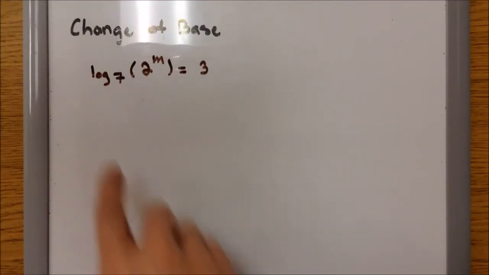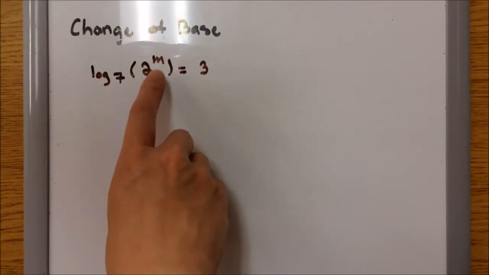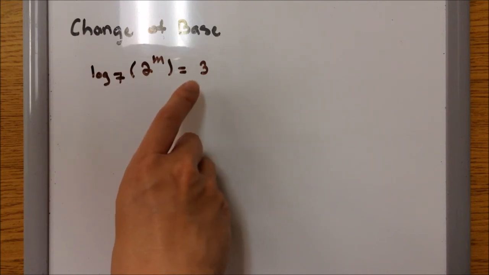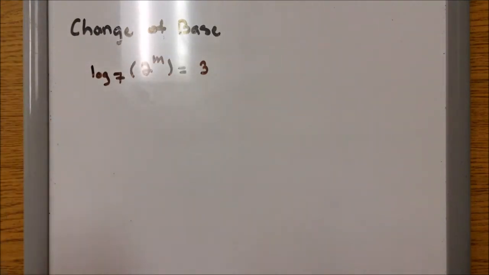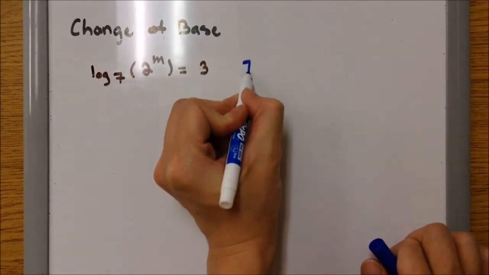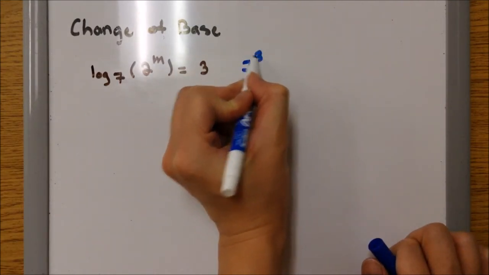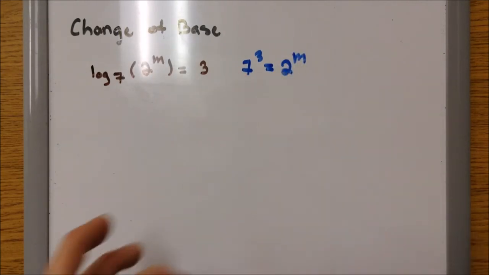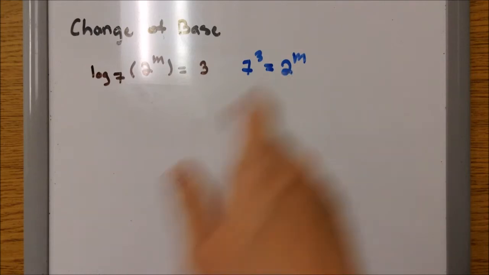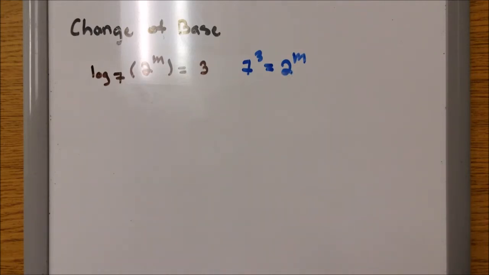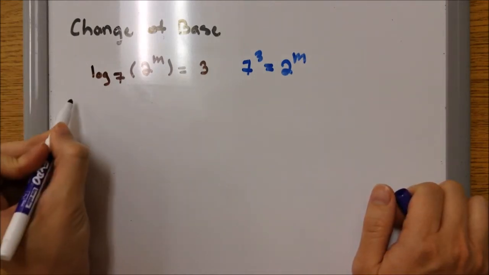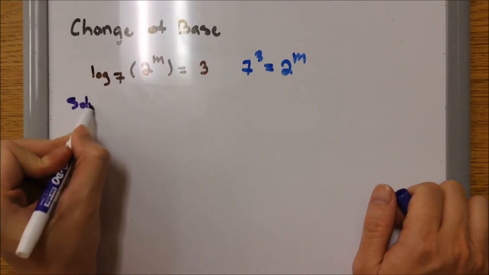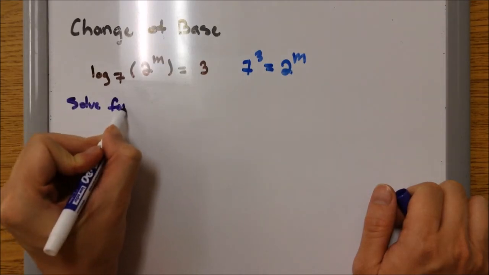Alright, in example 4, we have log base 7 of 2 to the m power equals 3. So if I were to write this in exponential form, it would look like 7, that's our base, to the third power equals 2 to the m. So again, we have two different bases. That means it's going to be hard to solve for the exponent if we have two different bases. So what we're going to do, just like in the previous example, is use change of base. So we're solving for m, meaning get m by itself.